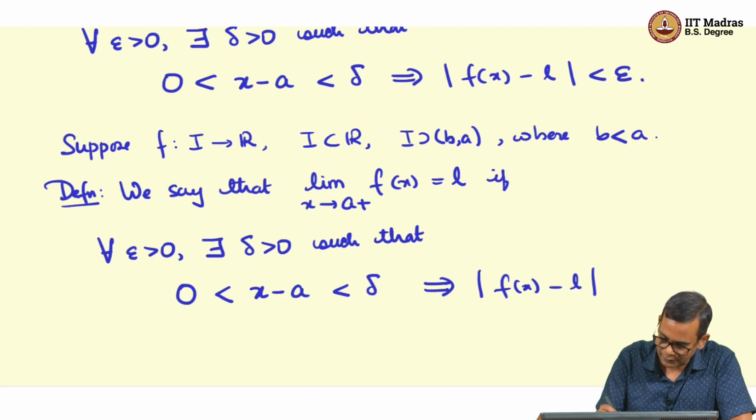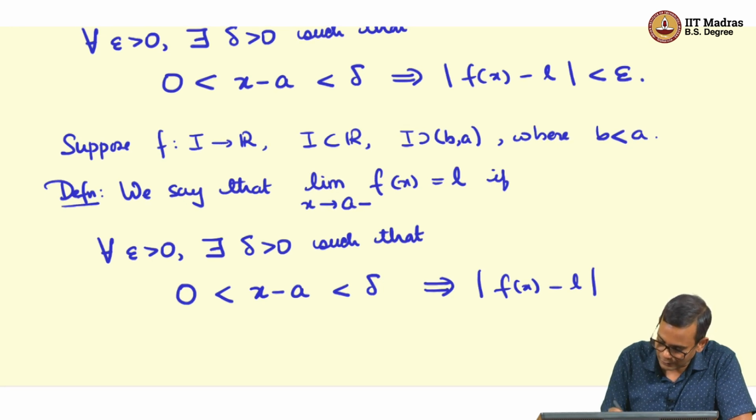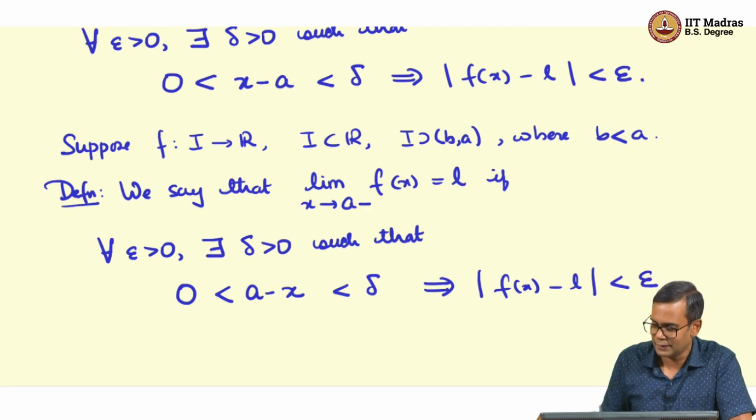We say that the limit as x goes to a from the left of f(x) is equal to L if for every epsilon greater than 0, there exists delta greater than 0, such that, and now we are looking at points that are to the left of a. So, we should say 0 less than a minus x less than delta implies that the absolute value of f(x) minus L is less than epsilon.